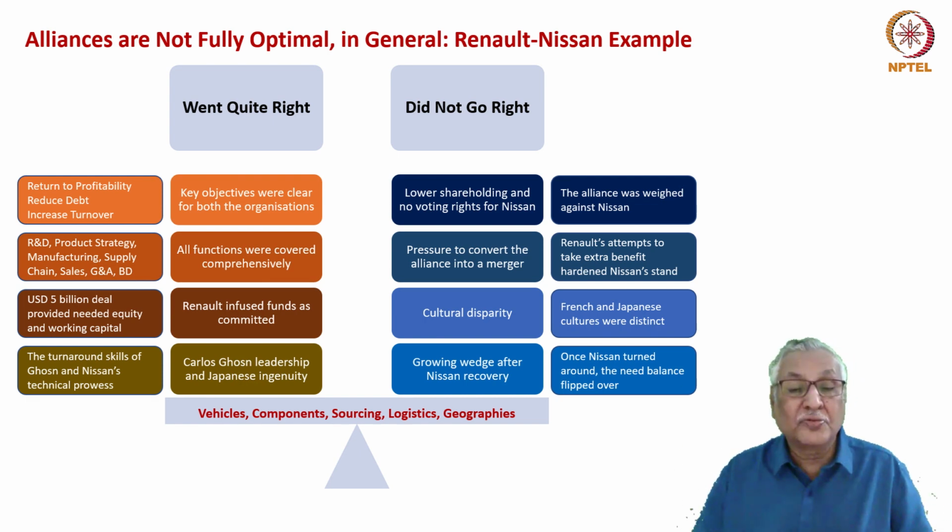Carlos Ghosn leadership and Japanese ingenuity made an impeccable combination. Ghosn had turnaround skills of very high order, and Nissan had technical prowess of a very high order. These two together ensured that the combination provided a new range of products with better cost competitiveness and higher market coverage. What didn't go right?